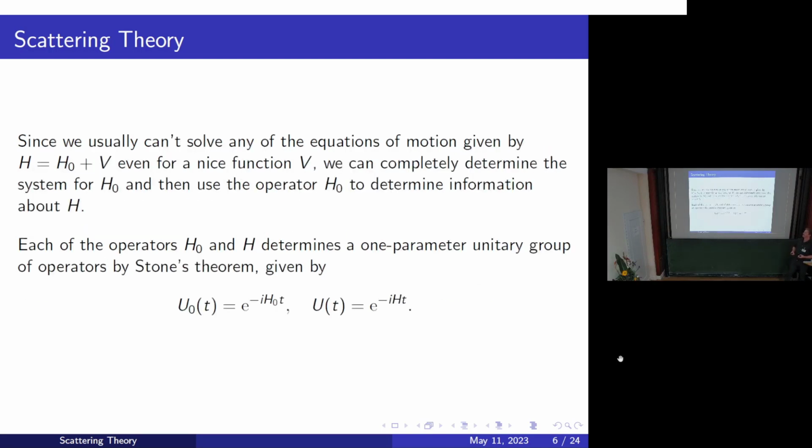The point of scattering theory is that usually we can't actually solve the equations of motion for a more difficult potential. It's not very easy, and even for a really nice function v, there are not many potentials for which you can actually solve these equations of motion. So the starting point of scattering theory: each of our operators is self-adjoint, so by Stone's theorem, they determine a one-parameter unitary group, which I've called U of t and U naught of t. The naught throughout this talk will refer to the free operator, and anything without the naught is the perturbed one.